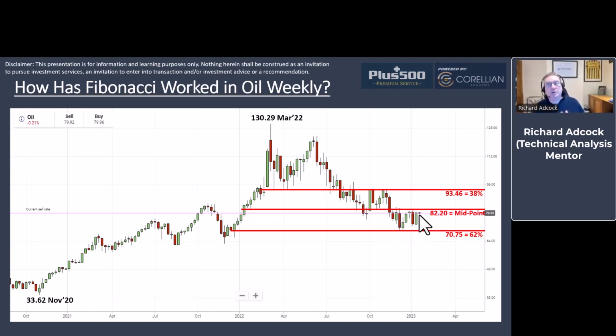This is reasonably up to date for a couple of days ago. But you can see that the sell-off found support at the 62% retracement, and the market has entered into a consolidation period.